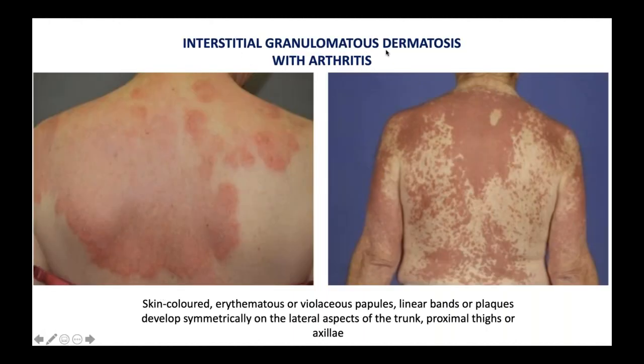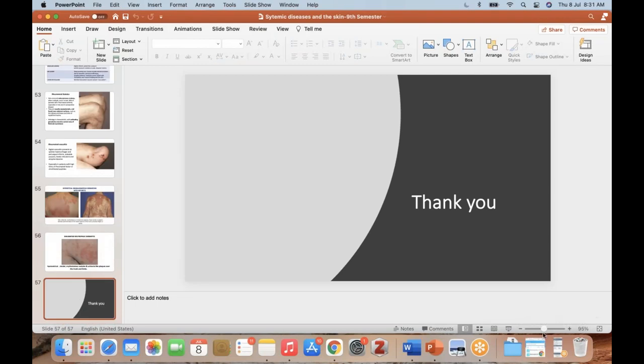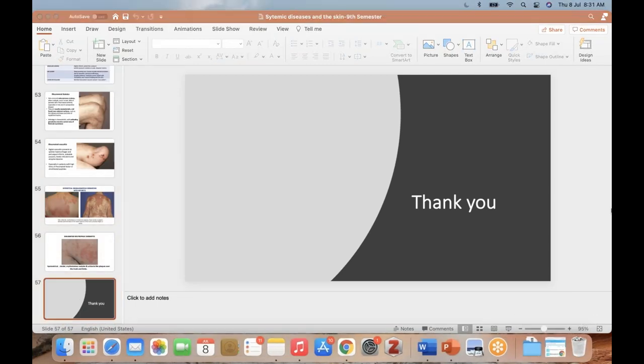This is how your interstitial granulomatous dermatitis with arthritis looks. These are skin-colored erythematous or violaceous papules, linear bands or plaques, which develop symmetrically on the lateral aspects of the trunk, proximal thighs or axilla. Then rheumatoid neutrophilic dermatitis, which presents as symmetrical tender erythematous nodules and urticaria-like plaques over the trunk and limbs. So that's about it. If there are any questions, please let me know.